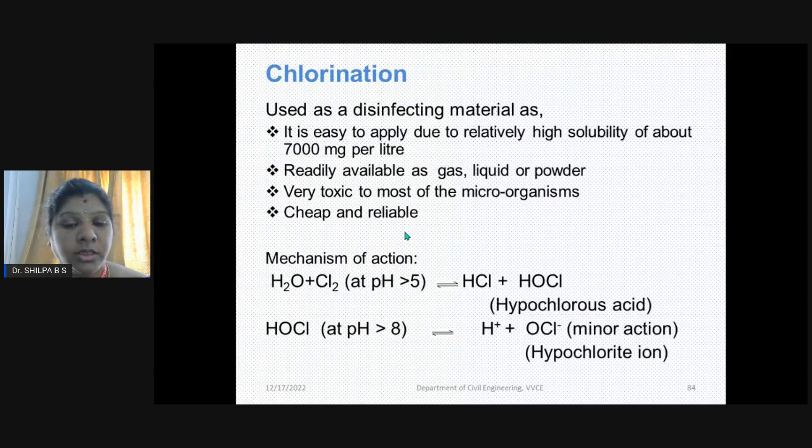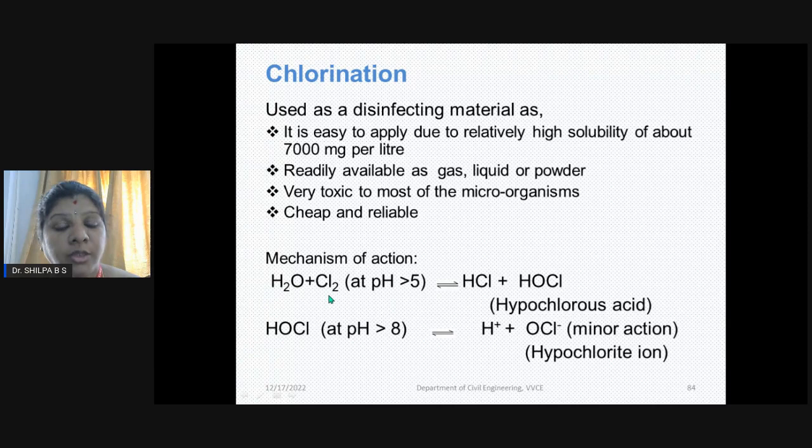Of all these, the most commonly used disinfectant is chlorine, because it can be added easily, is readily available, cheap, very toxic to most microorganisms, and easy to apply due to its relatively low solubility. Okay, so this is the mechanism or the chemical reaction that takes place.